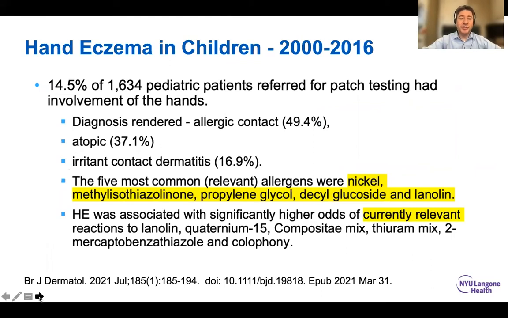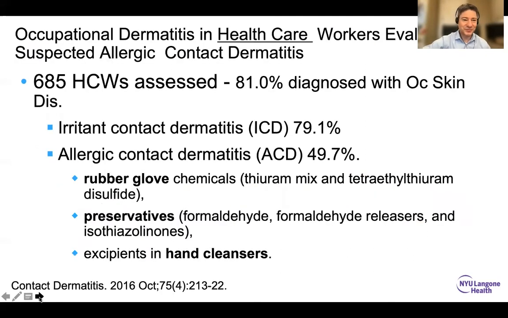Hand eczema in children is also associated with allergic contact dermatitis. In fact, of those that were referred for patch testing because of involvement of the hands, after they were patch tested, half of them were rendered a diagnosis of allergic contact dermatitis. And what allergens were bothering kids? Nickel, MI, glycols like propylene glycol, decylglucoside, another surfactant in soaps and cleansers, and lanolin in moisturizers. These are common allergens occurring commonly in a common disorder.